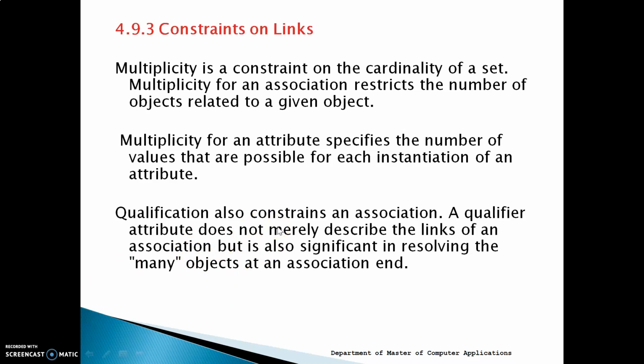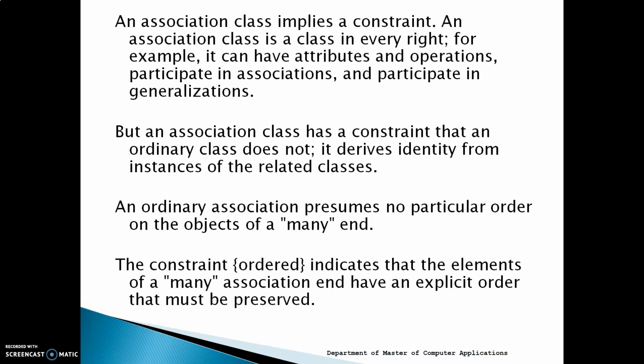So when you talk about constraints, even these could be constraints and they are on the links. Earlier what we have seen is on the objects and generalization sets. Today what we are seeing is on the links. An association class implies a constraint. An association class is a class in every right. For example, it can have attributes and operations, participate in associations and participate in generalizations, right? So an association class, a class and association which is also a class, right? That also implies a constraint.